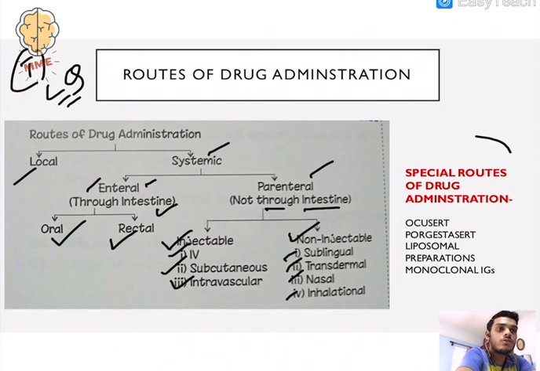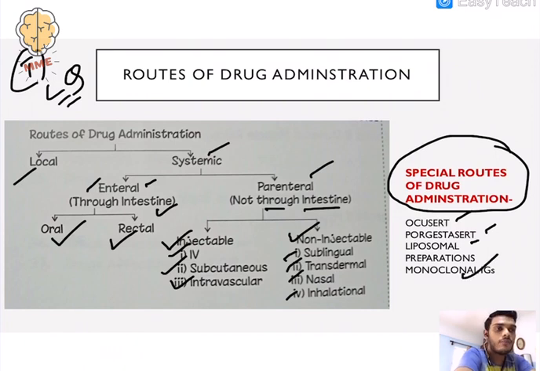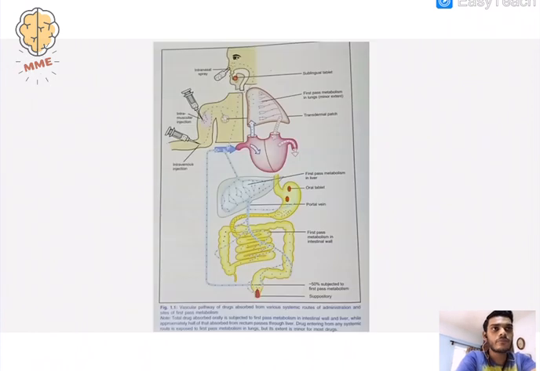Okay, and there are also some special routes of drug administration, for example, Ocusert, Progestasert, liposomal preparations, and monoclonal immunoglobulins. We'll learn about all these drugs in the future course. So don't get too apprehensive, right? We learn everything step by step. See, this is a very beautiful picture which shows us the various routes of drug administration. This is taken from KD Tripathi, so you can go through this diagram, and if you like, you'll love it.